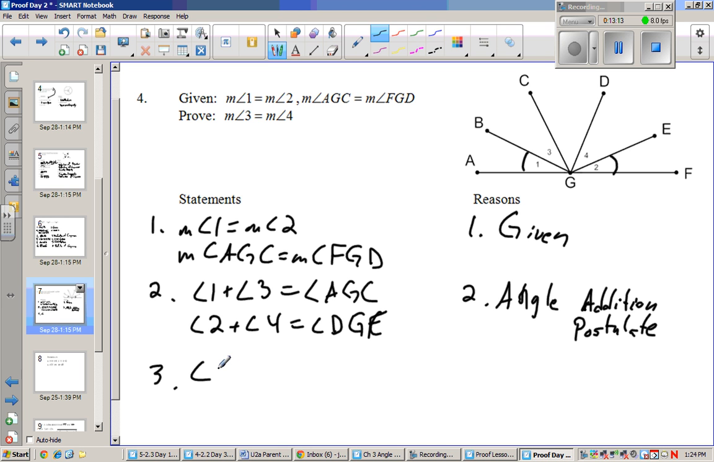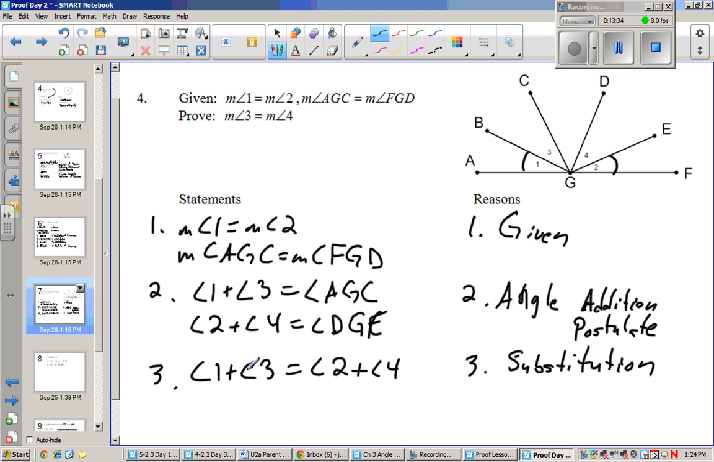Now, once we have those, since AGC and FGD are equal, we can just substitute that in. So we're seeing that measure of angle 1 plus the measure of angle 3 is going to be equal to angle 2 plus angle 4. And that's just substitution. Should have an M in front of these. Just noticing my lack of M's.